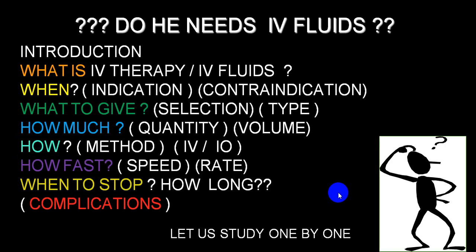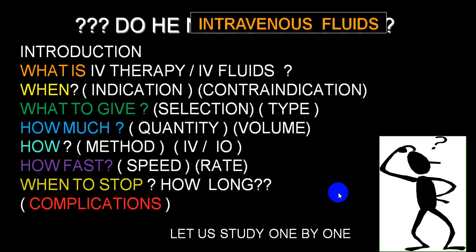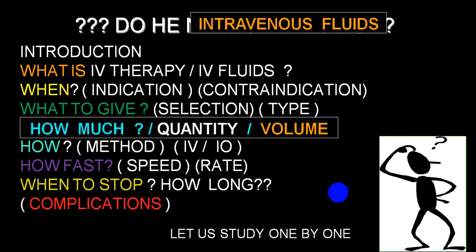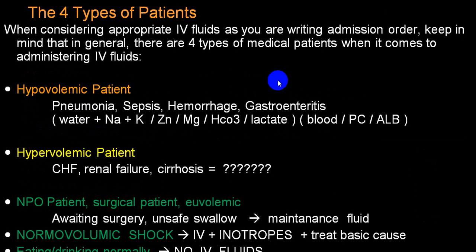Now in this part 2, we are going to discuss volume, how much to give, so quantity and volume. This becomes very important, particularly for maintenance fluid, replacement fluid, and during resuscitation. So we'll be going through that. We divide mainly the patient into different groups by clinical examination and by some of the laboratory parameters.